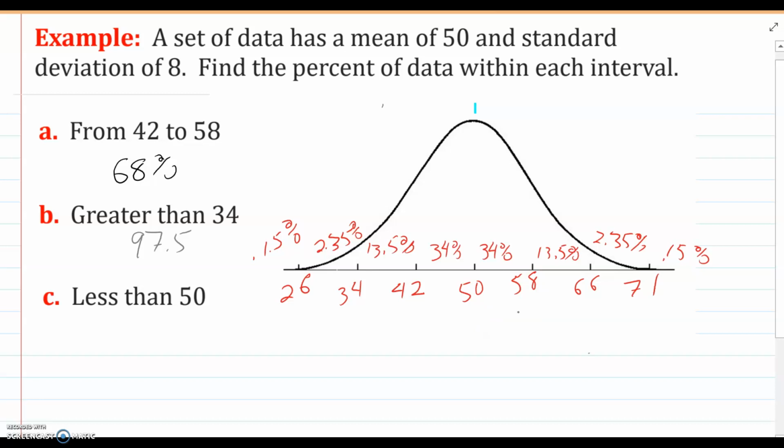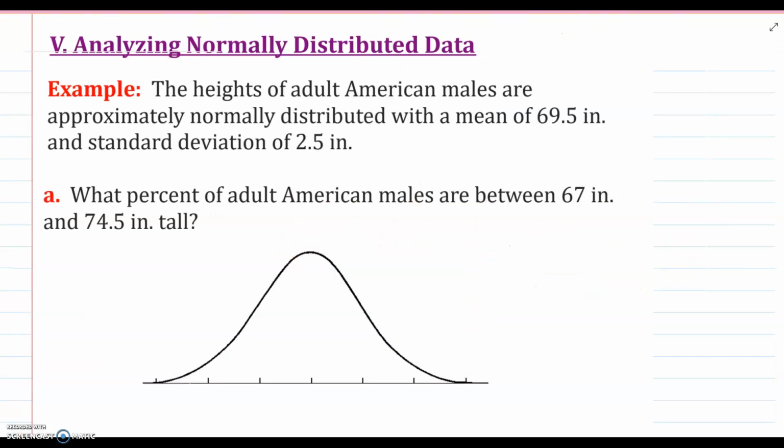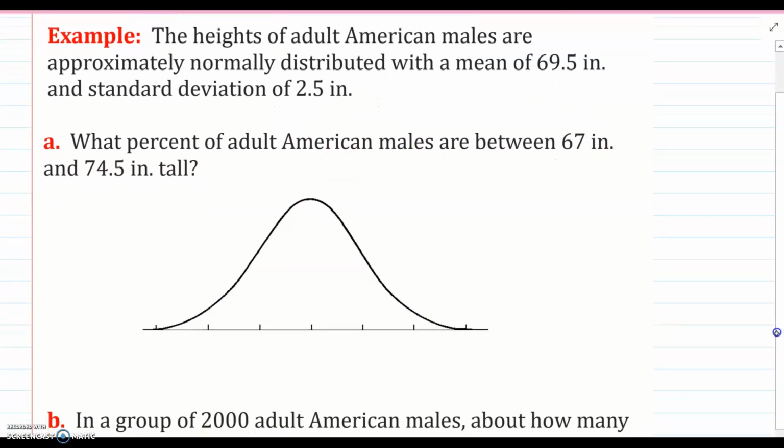And finally, less than 50, that's the gimme question of the day. How much is going to be less than 50? Well, what's my percentage? Remember, that's my mean and my median and my mode. It's going to have to be 50%. Okay, moving on. Next. Okay, heights of adult American males. You've got that information. Go ahead and pause and see if you can come up with a normal distribution, filling things in, based off the information that I've given you up here at the top.